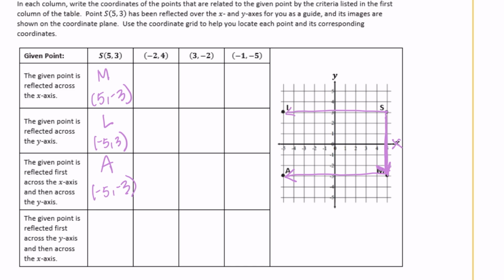And then the first point is reflected across the y-axis. So now, let me clear this out. So now we're reflecting it across the y-axis, and then across the x-axis, we get back to A again, which was -5, -3.